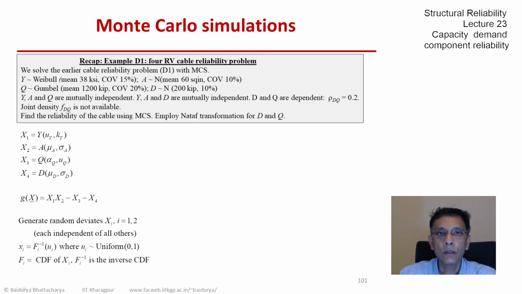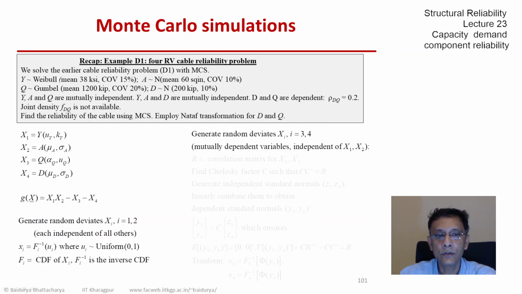But for the correlated ones, we have to ensure that the dependent structure is maintained. So x3 and x4 are dependent on each other, but they're independent of x1 and x2. So let R be the correlation matrix of x3, x4. That's all we know about their dependent structure. We don't know the joint distribution.